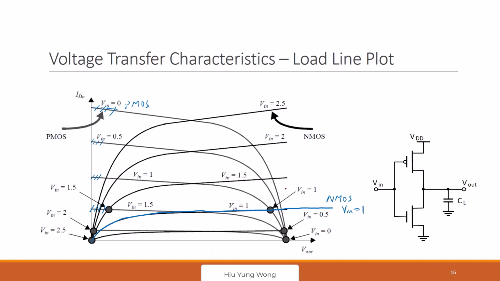And then this red line is PMOS with V in equal to 1. And at this point, you have the same V out, you also have the same ID. So this is a solution. So I can plot the VTC.